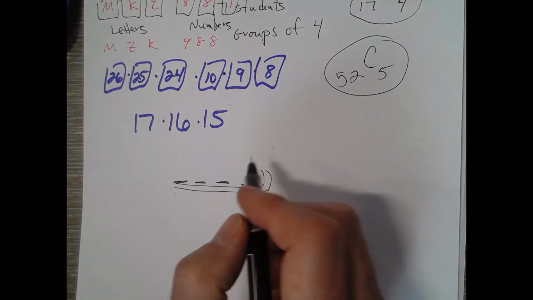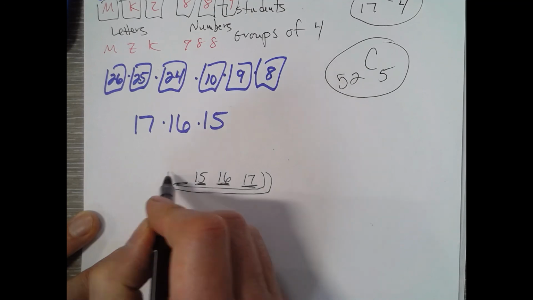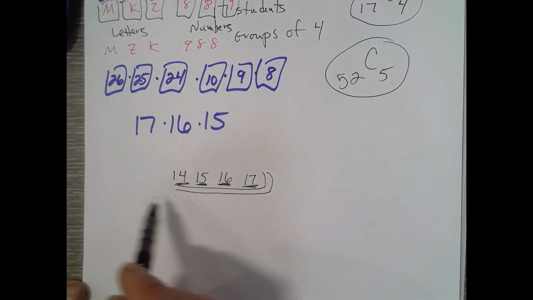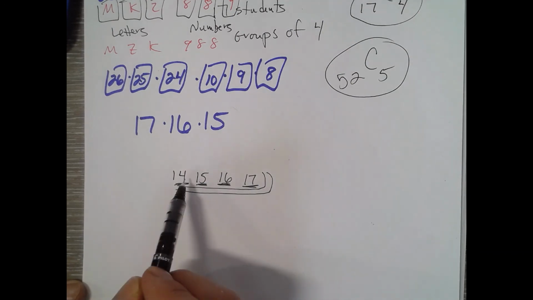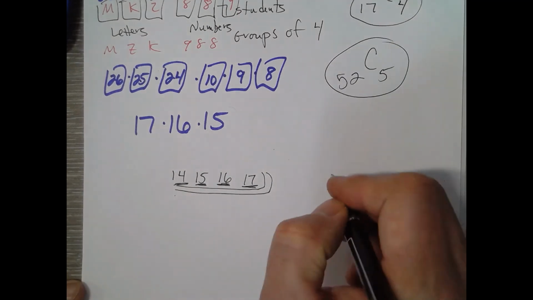So you'd literally do 17, 16, 15, 14, and if there were 17 seats, it would literally just be 17 factorial. It would be 17, 16, 15, and multiply them all together. But if we had groups of 4, then it would be 17 choose 4.